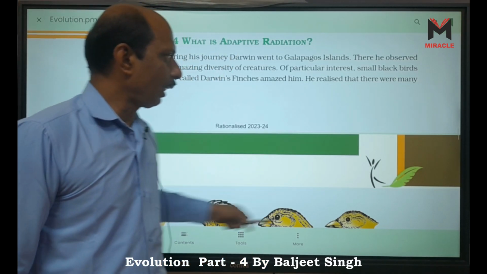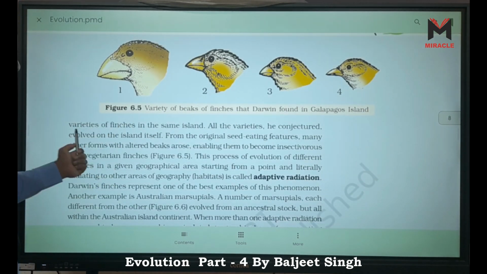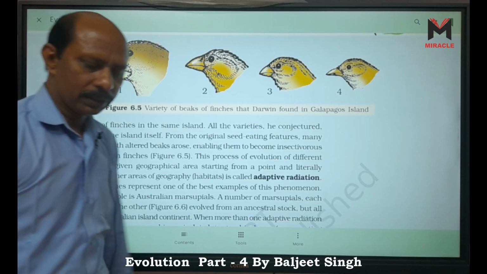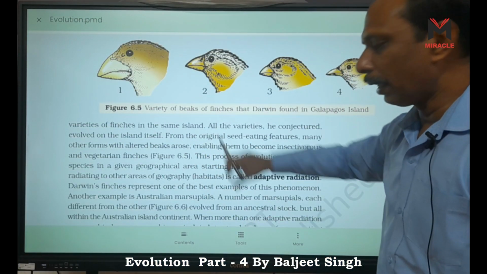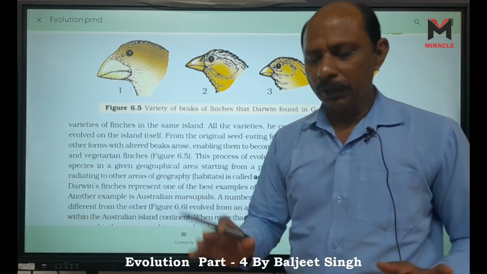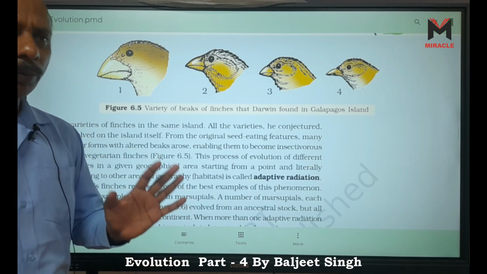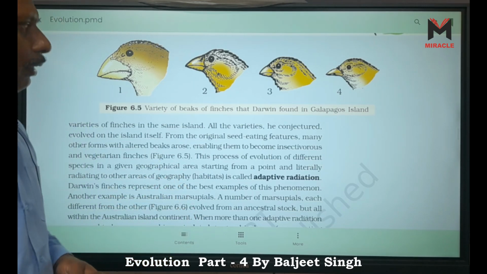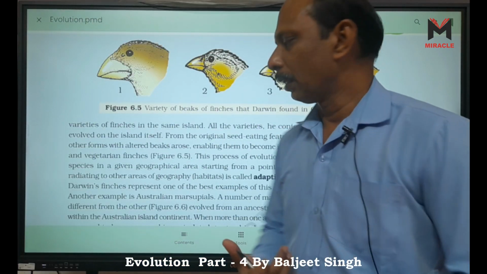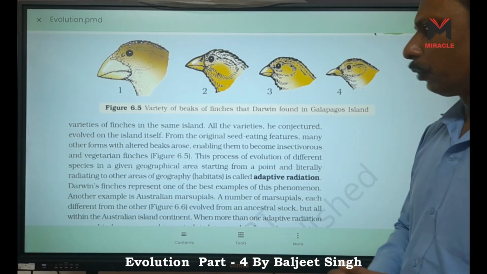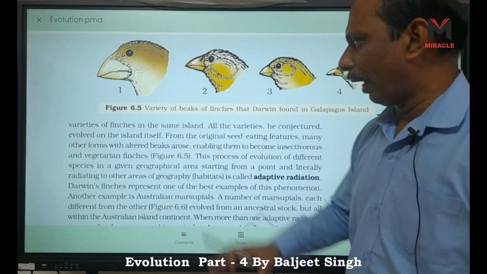He realized that there were many varieties of finches in the same island group. Same island means the Galapagos Islands, right? Because the Galapagos is made up of more than 22 or near about 22 islands, and on each island a different type of finch is there. Overall, different varieties of finches are present in the Galapagos Islands.